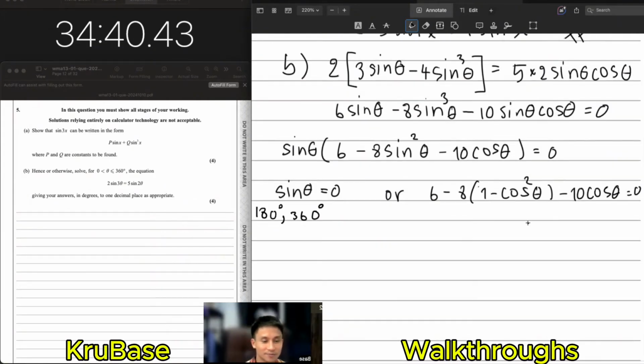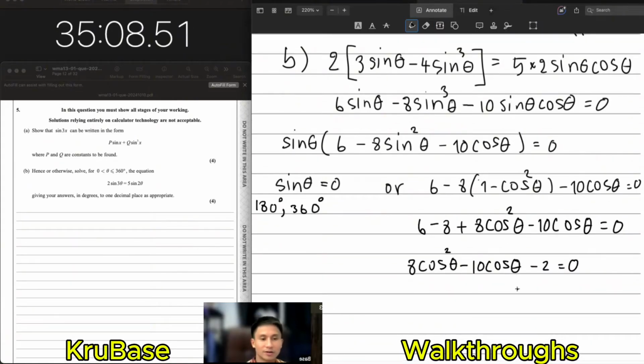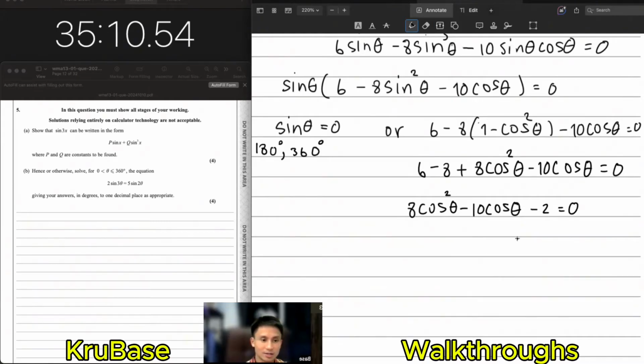Now, this, guys, we got to solve, right? It's a quadratic, a trig equation. So 6 minus 8, expanding all in, we get that. Minus 10 cos theta. I'm just going to double check everything, yeah? Okay, I'm always careful when I expand things, right? And maybe you should be too. So, yeah, minus 2 equals 0. Okay, yeah.